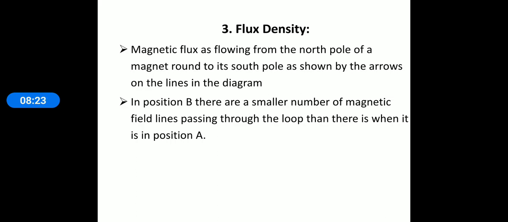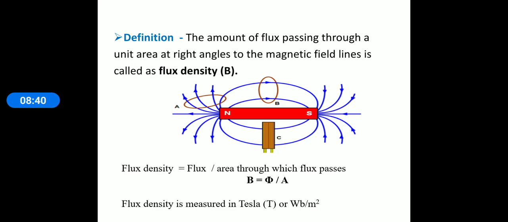In the next PPT there is the diagram. In position B, there are a smaller number of magnetic field lines passing through the loop than when it is in position A. Explain definitely what magnetic flux density is. The amount of flux passing through a unit area at right angles to the magnetic field lines is called magnetic flux density, and it is denoted by B.